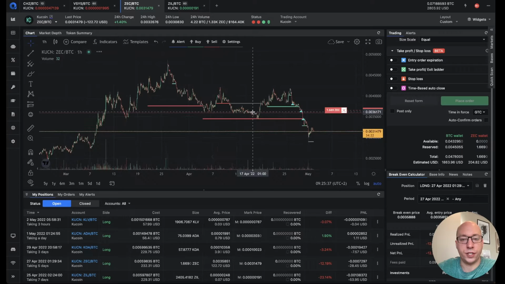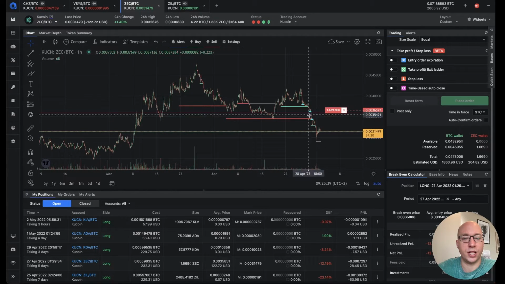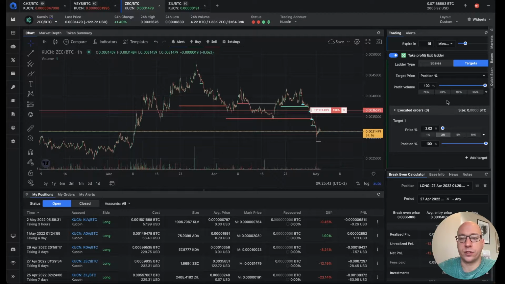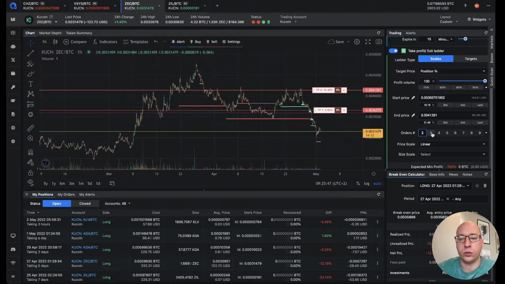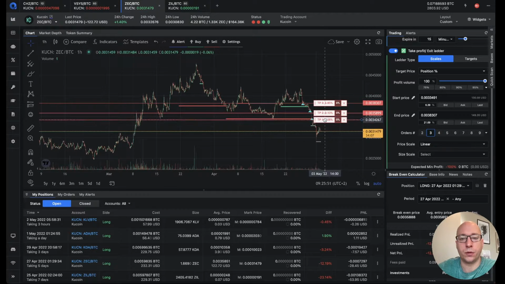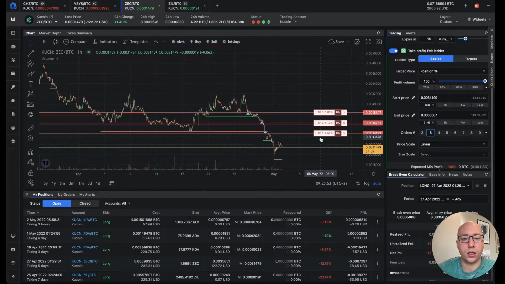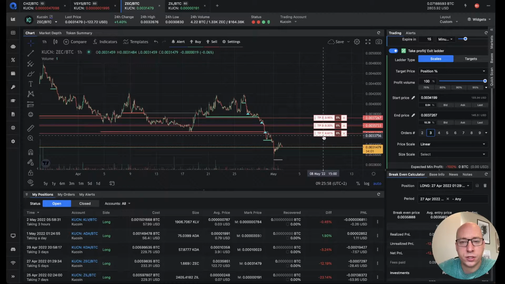And then we have ZEC. You see that it's also struggling to recover. So in this case, we haven't split it up yet. So let's do that. And then we'll do it with 3 in this case. Set it to the middle. And I prefer to keep it below this base.